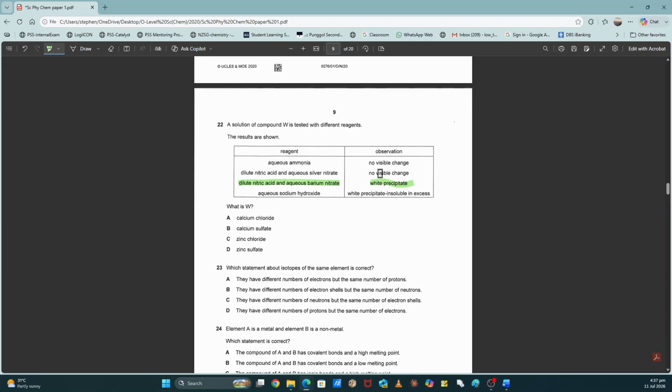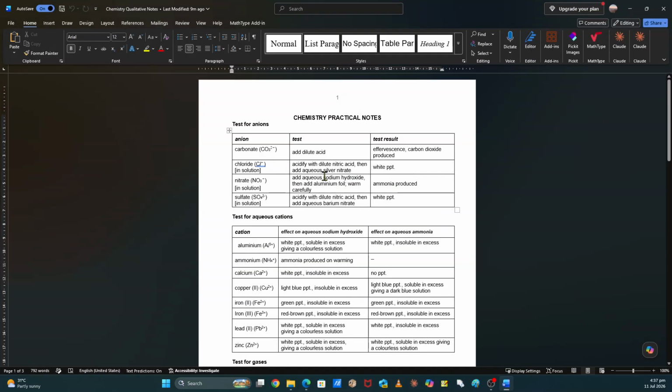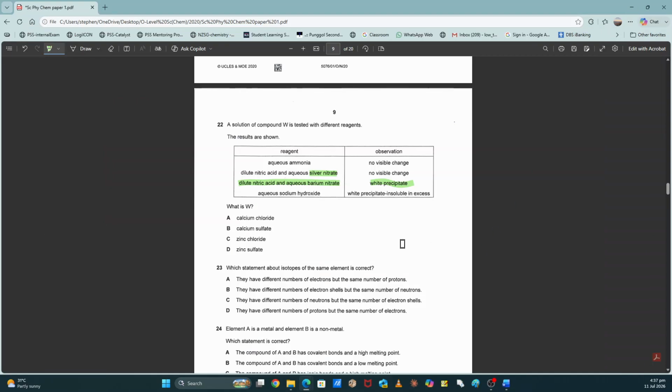Why? Because of chloride. Can you see? If we do this, there's no visible change. That means there's no PPT. Remain colorless or remain whatever color it is. But in this case, no visible change means no PPT. No PPT means no chloride because you added this, right? You added this. So take a look again. Silver nitrate. Can you see that? White PPT, if there is chloride, there should be white PPT. So because there's no white PPT, therefore there is no chloride.